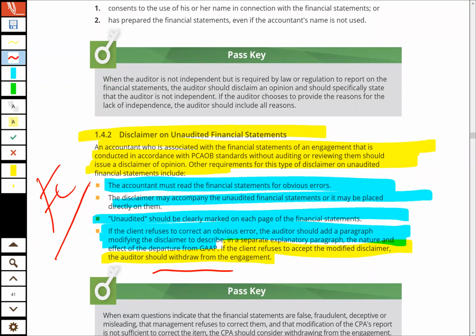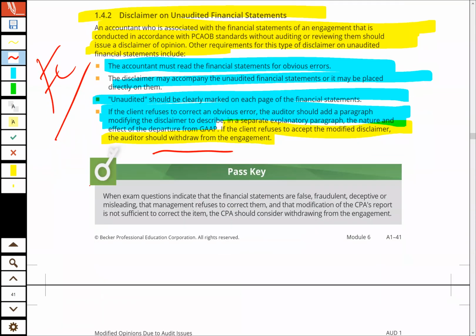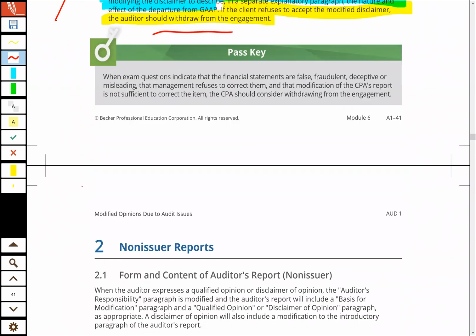If somehow you become associated with a public company's financial statements, PCAOB says, well, guess what? You can't just sit there and act like you never became involved with those. You must disclaim an opinion, and your disclaimer has to follow these rules. Okay, flashcard that. Okay, good.